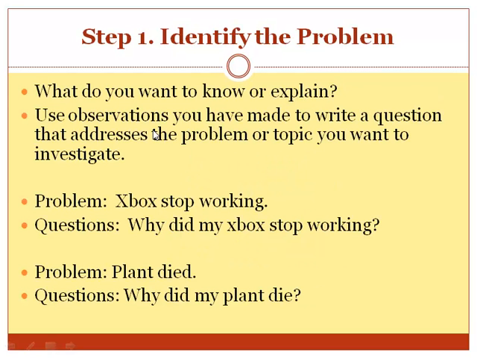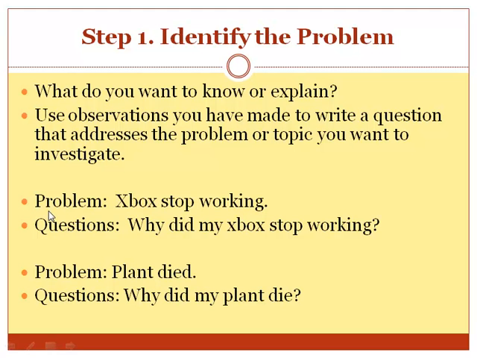So now we're to the part where you fill in the flow chart. So the top box should be step 1, identify the problem. Okay? So that's the only thing you need to write in that box. So what do you want to know or explain? This is what you do when you identify the problem. And you use observations that you've made by looking around, like, oh, my plant died, or oh, my Xbox isn't working, and you turn it into a question.